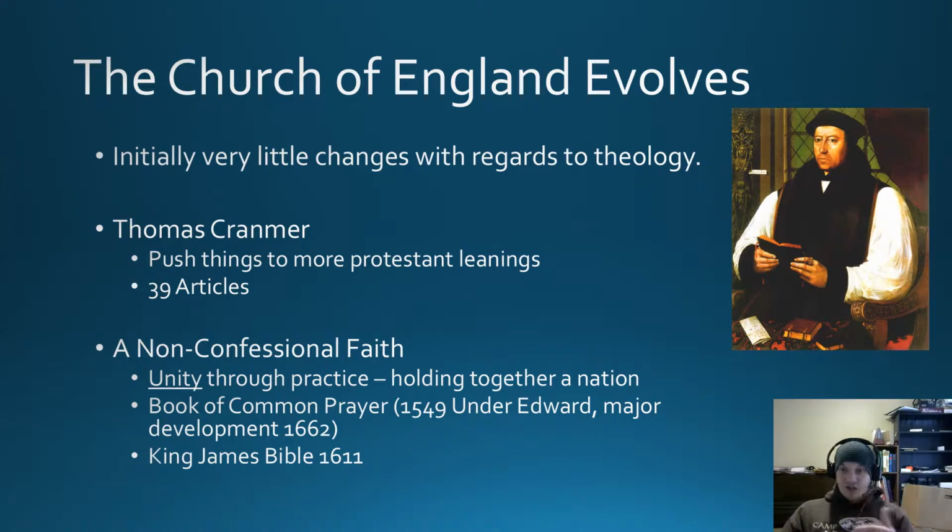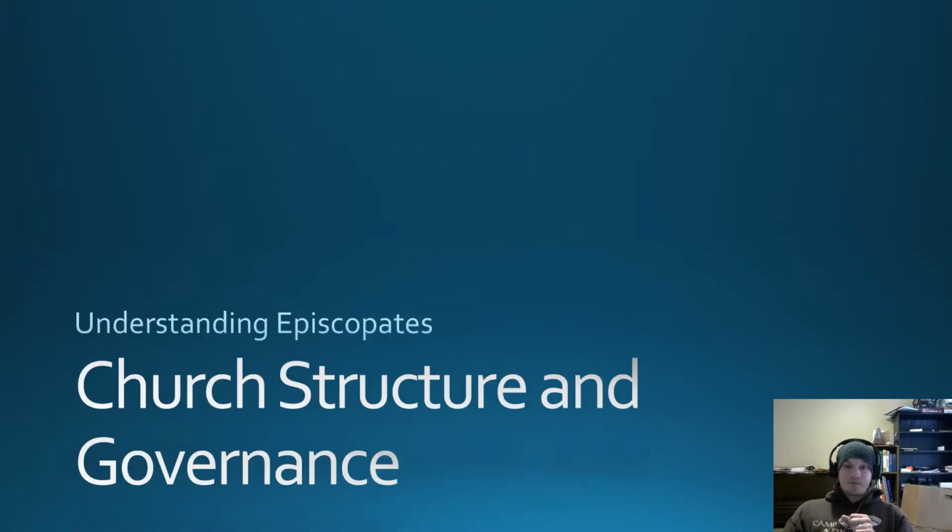And so the church evolves and changes slightly. But it's still more Catholic than, for example, Calvin's Reformation was. It's very much in the Magisterial Reformation. So that's the journey of the Church of England in its initial years. The biggest change, though, is that move from being part of Rome to being its own independent church.